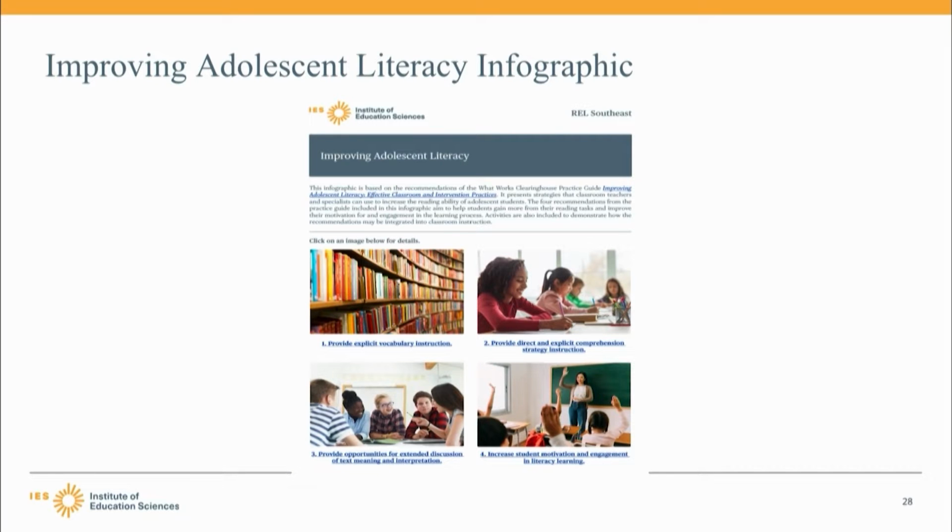Here you see the home page, which displays the recommendations that Dr. Lee just talked about. Each of these is linked to a separate page that summarizes the recommendation and the steps to implement it. The specific pages also include an activity using a science text to demonstrate how each recommendation could be incorporated into instruction. The text used for context in the infographic is Stranglers of the Tropics and Beyond, which is an article published by the National Science Foundation.